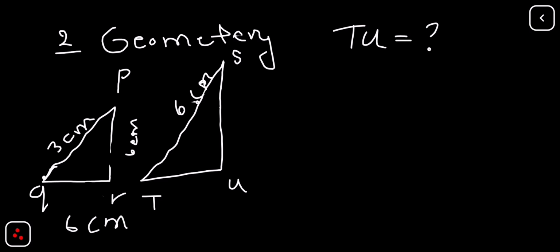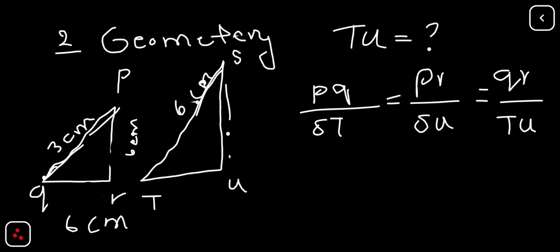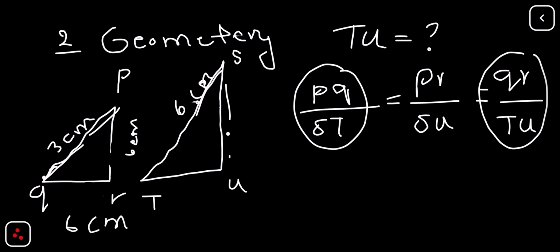And for similar triangles, they have one formula that I'm going to write for you. This one, the PQ divided by ST, this one, is equivalent to PR divided by SU, this one, and it's equivalent to QR divided by TU. So now let's pick the sides that we want. So we have the values of PQ and ST, and this one that the question asks for, the TU.